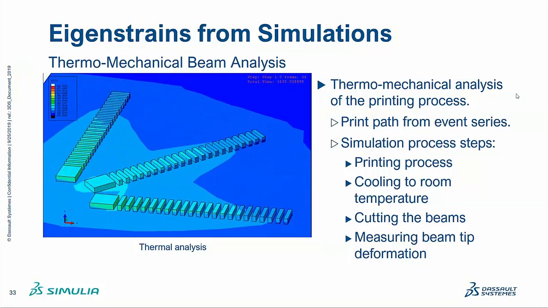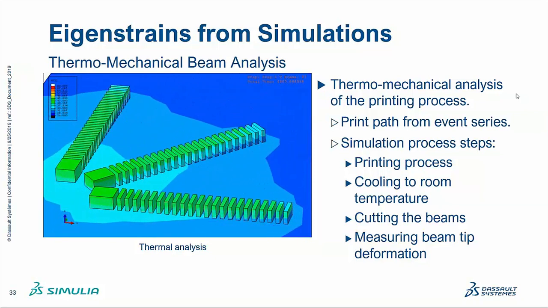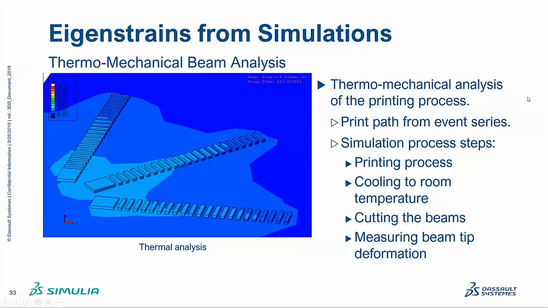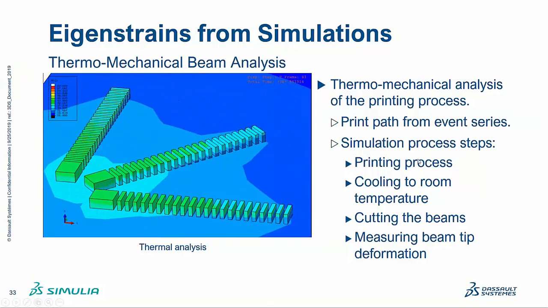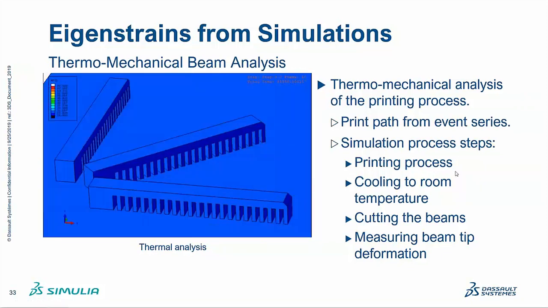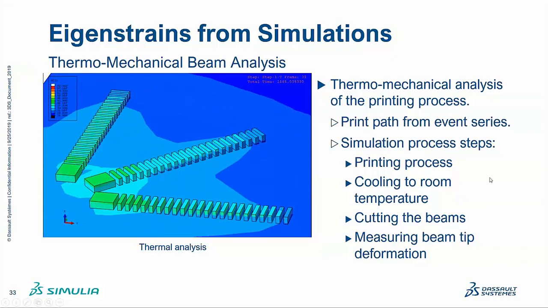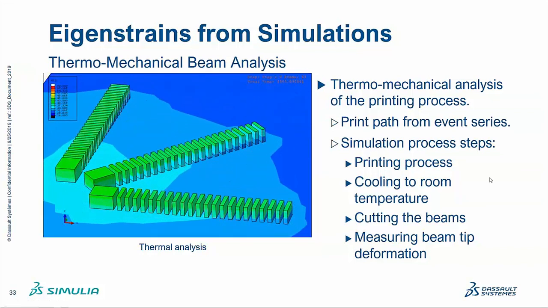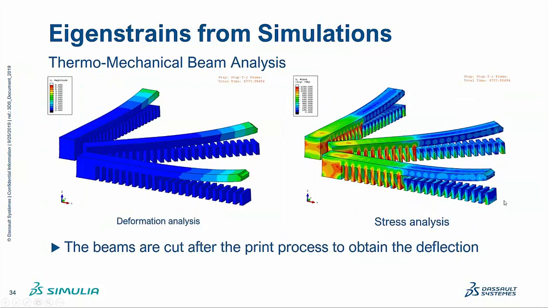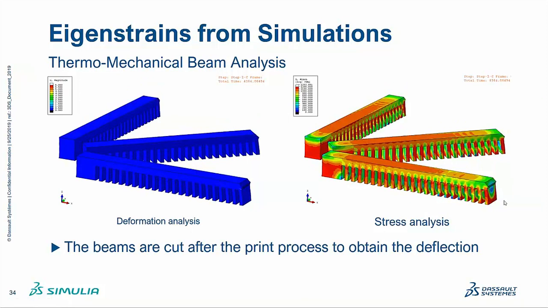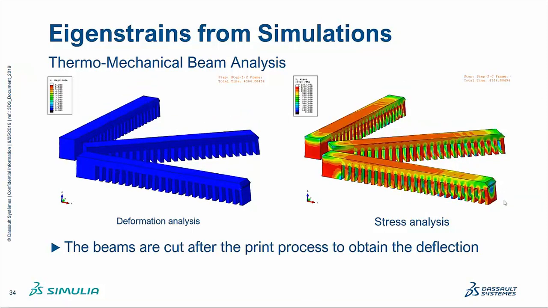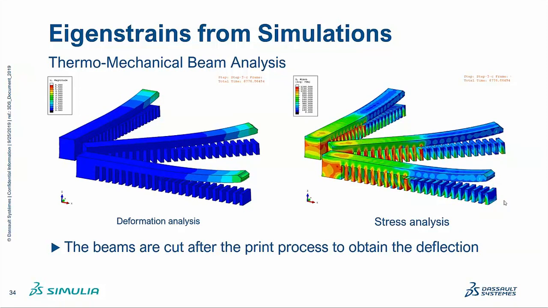Again, we use a sequential thermomechanical analysis to print these test specimens, considering things like the laser path, that is of course important in this condition, the laser pattern, laser intensity, and so on. We're letting it cool to room temperature, just as we would do in a physical simulation, and then we cut the beams and measure the deformation at the tip or any other location of these beams. So that gives us the reference. Again, the simulation yields, of course, the deformation of the beams as shown here, and the stresses, which in this case are strictly not needed, but it just comes out.